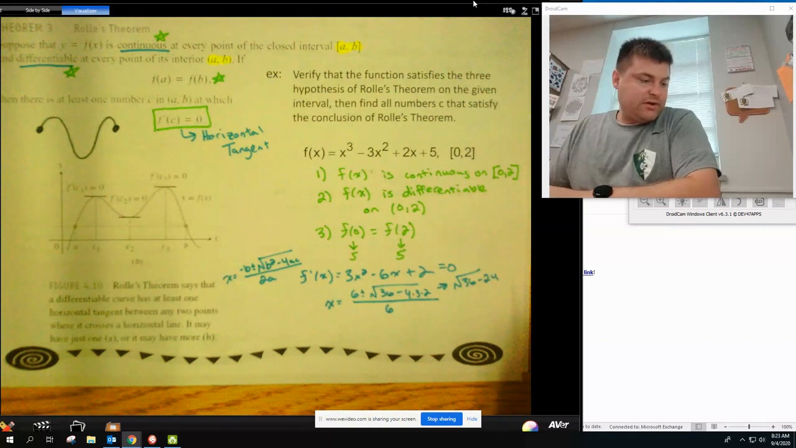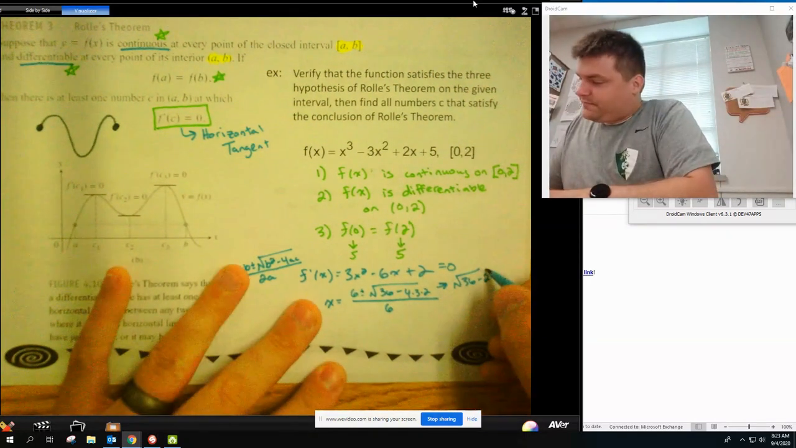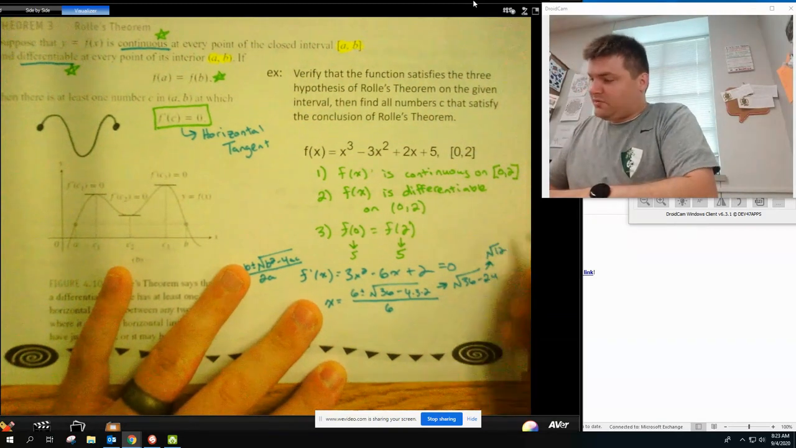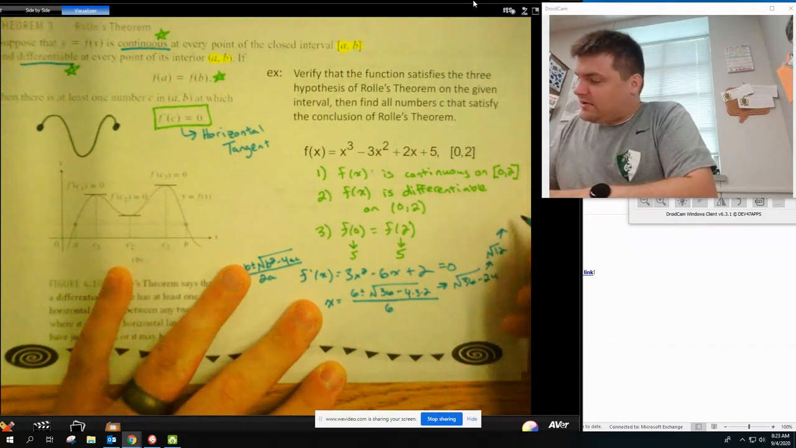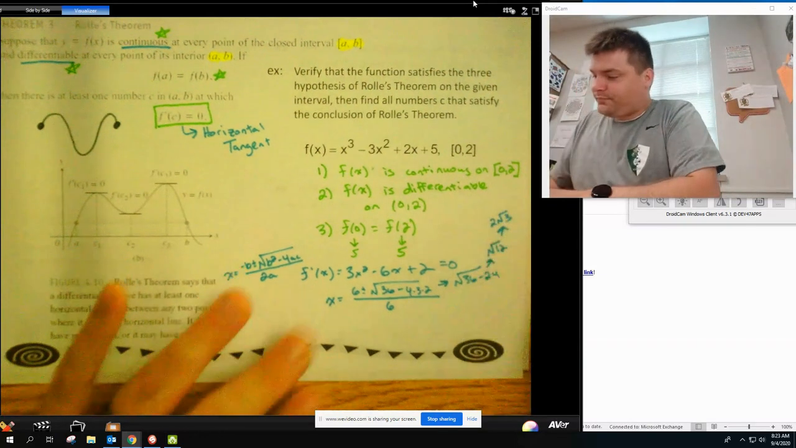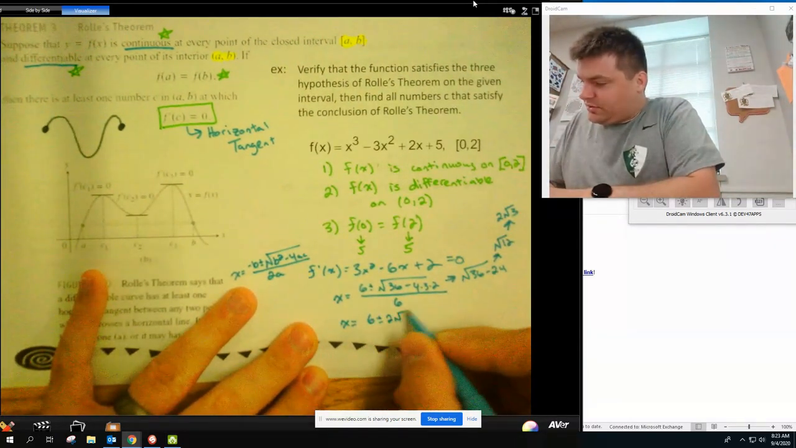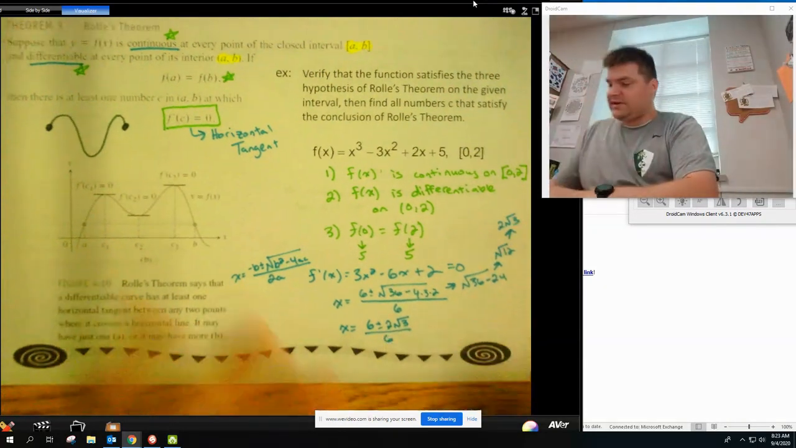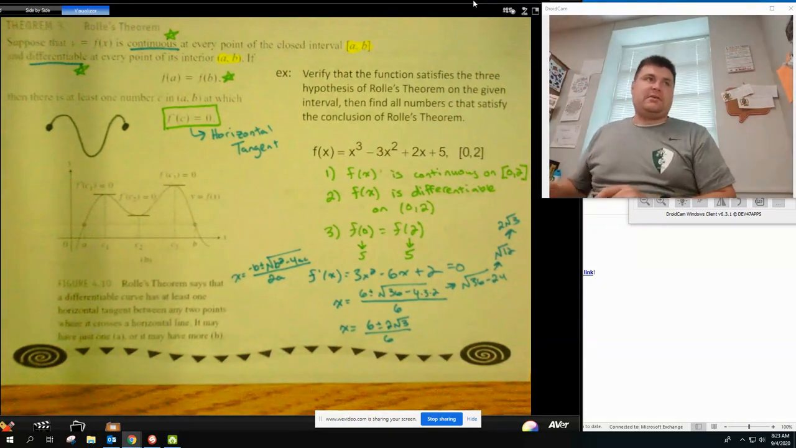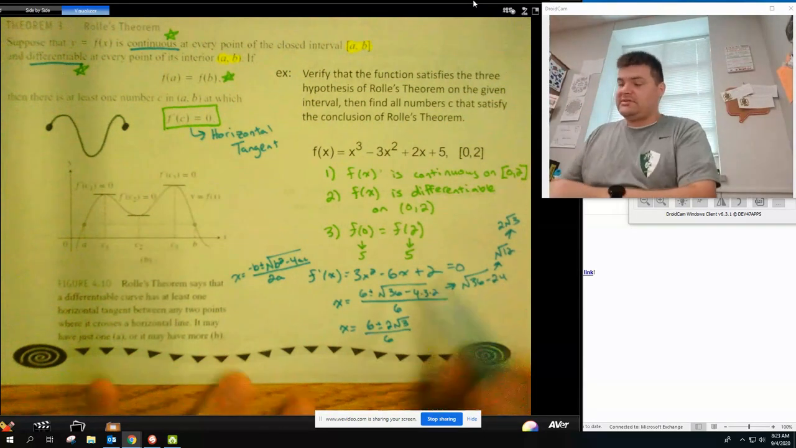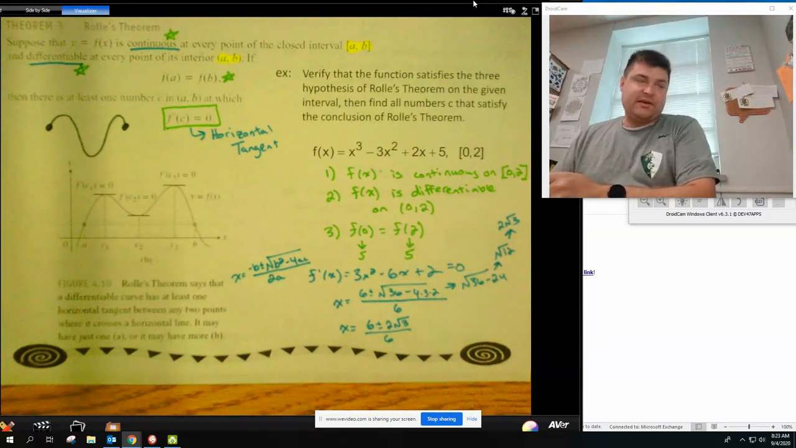I'm just checking my work here, make sure that I'm good. Yeah, I'm going to get a root 12. And a root 12 is really a 2 root 3. 6 plus or minus 2 root 3 all over 6. Now, if you're totally stumped and you're like, oh, I have no clue where that is, I can split this up and make this look a little bit nicer.